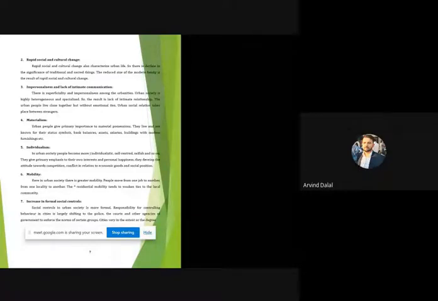Like we saw in the past, in rural areas there was normally a combined family. But nowadays, we are seeing that only the husband, wife, and children live alone. And the next one is impersonalness and the lack of intimate communication.